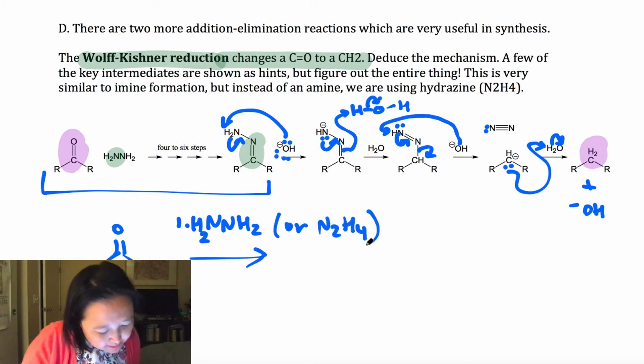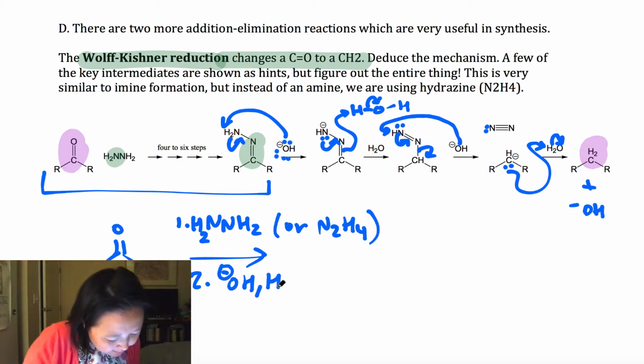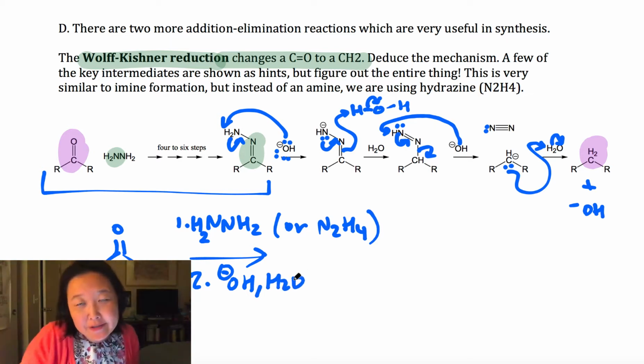You see it both ways often. Step 2, you need the hydroxide. See, we have hydroxide here and here. It's in water. Sometimes you see water, sometimes you just see hydroxide aqueous or just hydroxide, but they mean aqueous. And oftentimes you see heat as well.